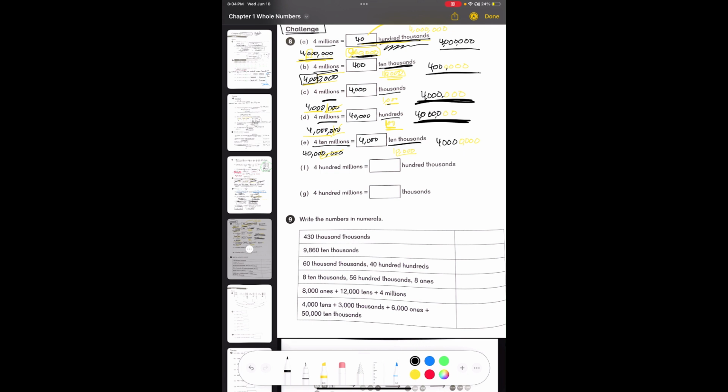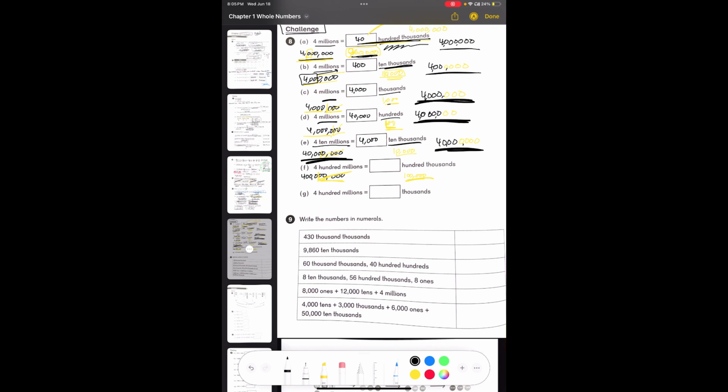Comma, comma, comma. And it's exactly the same. So 400 millions is exactly what it looks like. 400 million. And we have 100,000s here, which is just 100,000s. There's 5 zeros here, 5 zeros here.